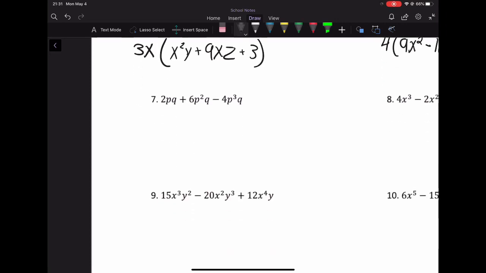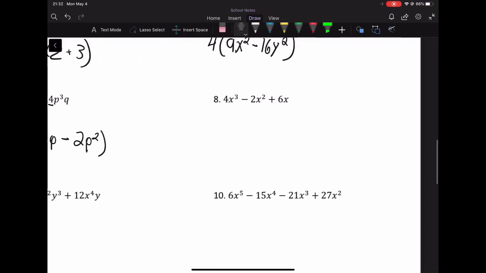Question 7, we have 2, 6, and 4. GCF between them is going to be 2. We have a p squared, p cubed. We're going to take p, q, and q, so pq. And now let's divide them. So 2pq divided by 2pq, we're going to get 1. 6p squared q divided by 2pq, we're going to get 3p, and that's it, minus 2p squared. And that's our answer for here.